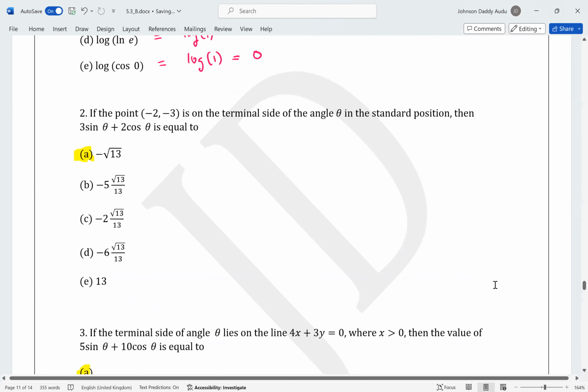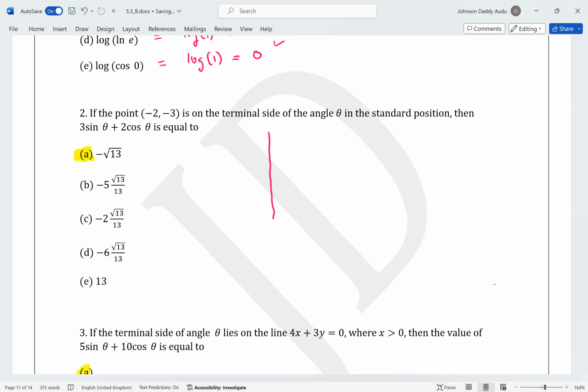So number 2: you have the point (-2, -3) on the terminal side of angle theta. Now looking at this point, x is negative, y is negative. This is going to be a point in the fourth quadrant. So this is (-2, -3). Here, no, not the fourth quadrant, but the third quadrant.